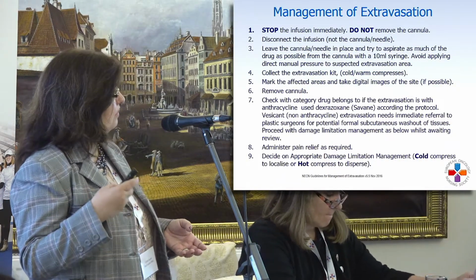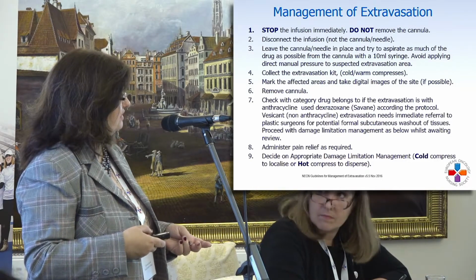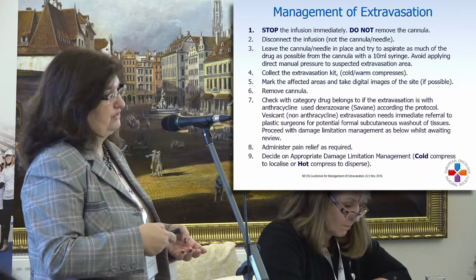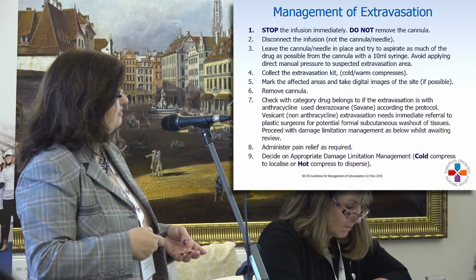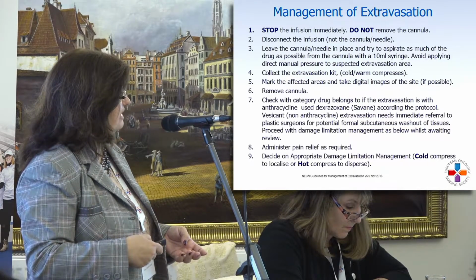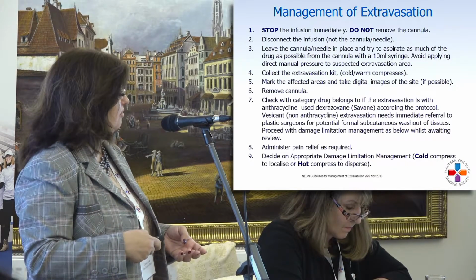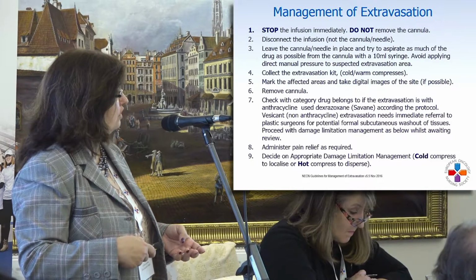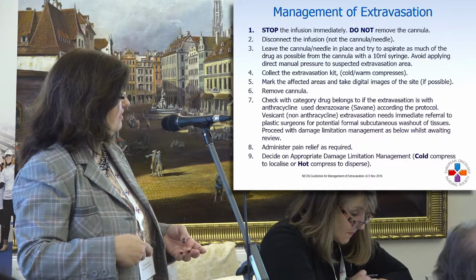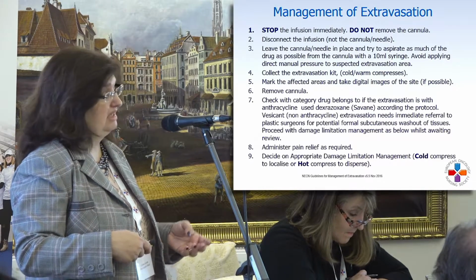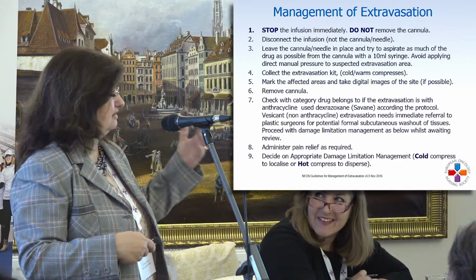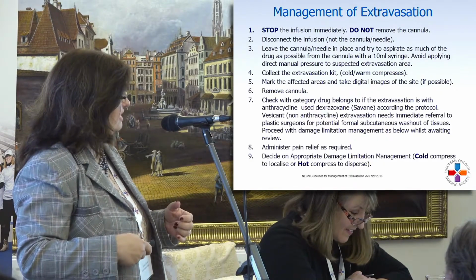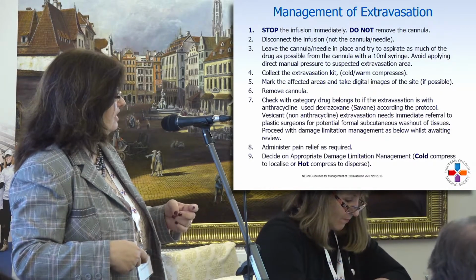So, what do we do when we have an extravasation? We must stop, and this is very important. Do not remove the cannula yet. Disconnect the infusion. Leave the cannula needle in place and try to aspirate as much drug as possible. Collect the extravasation kit, cold or warm compress. Mark the affected area and take a digital image. Nowadays it's very easy, but when I began 30 years ago, it was not so easy. Remove the cannula. Check which category the drug belongs to.